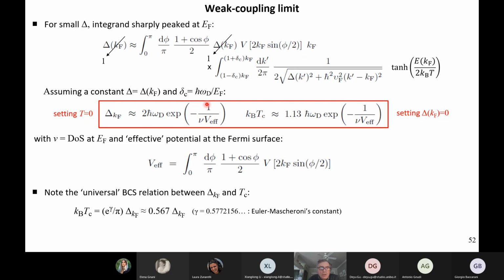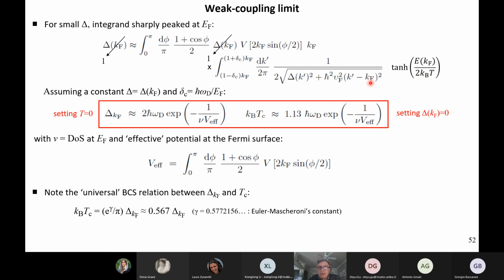Notice that there is this exponential of 1 over the density of states. For some reason in the superconductive literature, nu means the density of states at the Fermi energy, so I stick to this notation. And then this V effective is the potential averaged over the entire Fermi sphere. Remember that we had a similar expression for the Cooper instability. As long as this is a positive object, which means attractive in our convention, the system will collapse. There will be a non-zero gap. Only when this goes to zero does the gap go to zero.